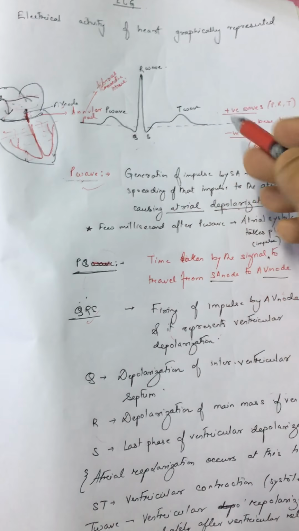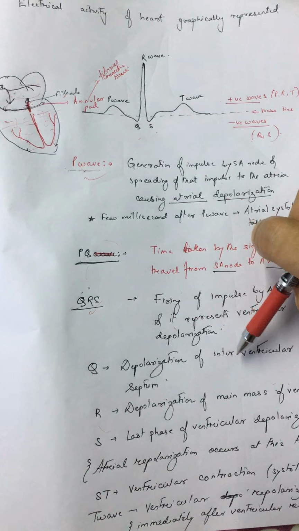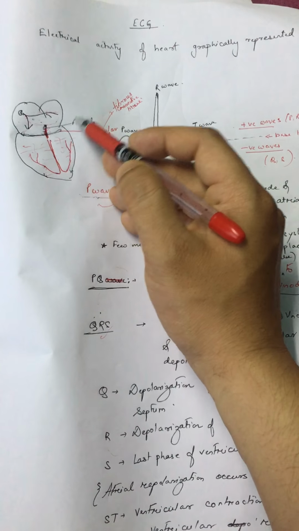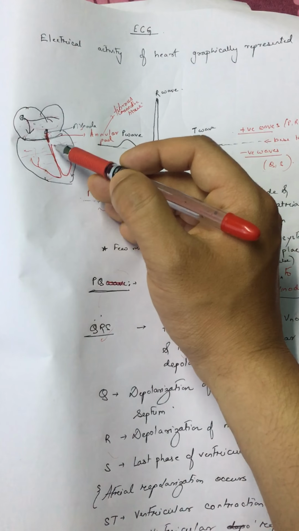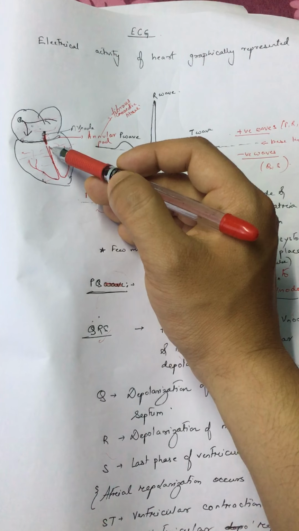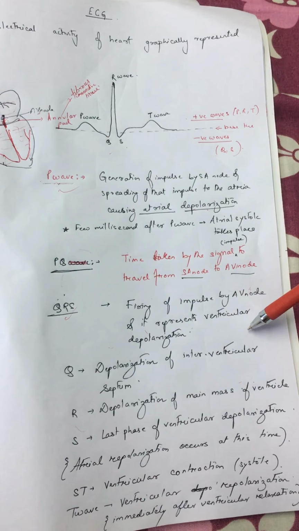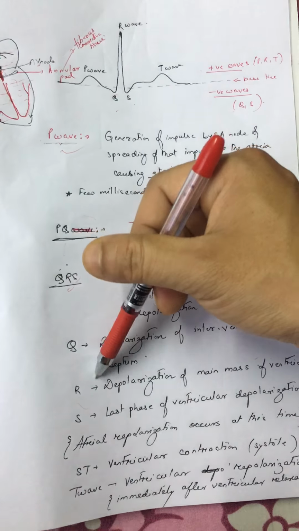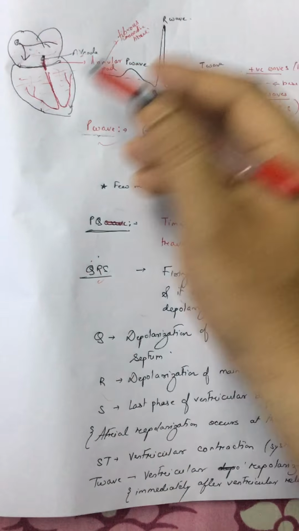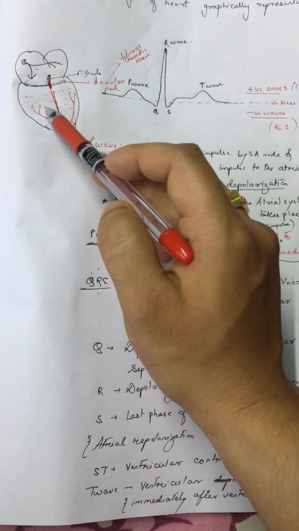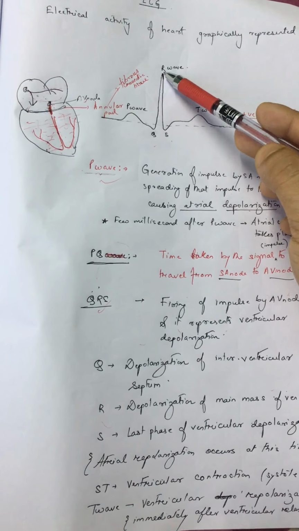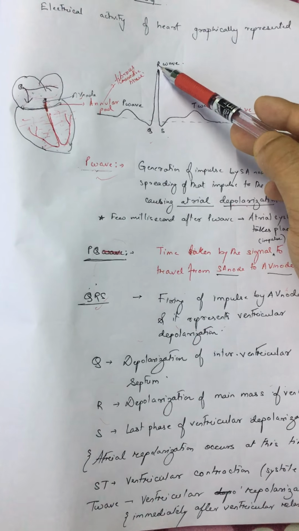Now what does the Q wave represent? The Q wave represents depolarization of the interventricular septum. After the impulse is received by the AV node, it is passed to the bundle of His, and from there to the left and right bundle branches, which are present in the interventricular septum. After that, the impulse moves upward. The R wave represents depolarization of the main mass of the ventricle, and it goes to the topmost position, as you can see.